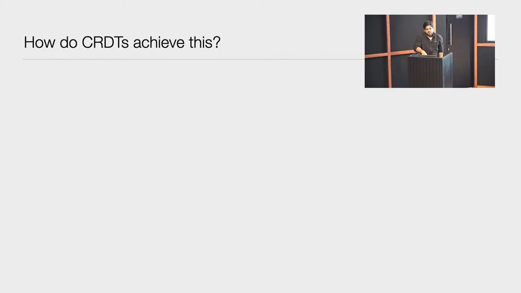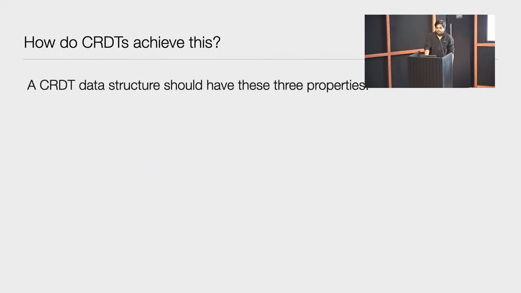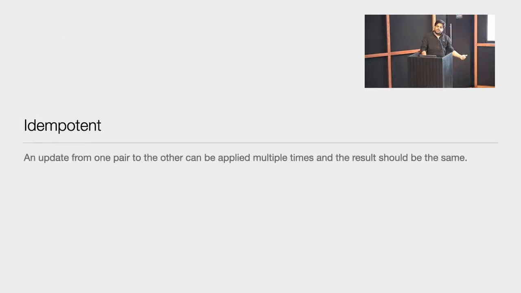So how do CRDTs achieve this? CRDTs achieve this by having 3 mathematical properties. Please don't kick me for taking you back to math class, but they have to be idempotent. What that means is that any update from one peer can be applied multiple times and the result should be the same. So that takes care of things like the message arriving twice problem.